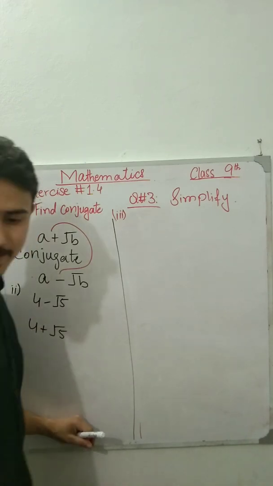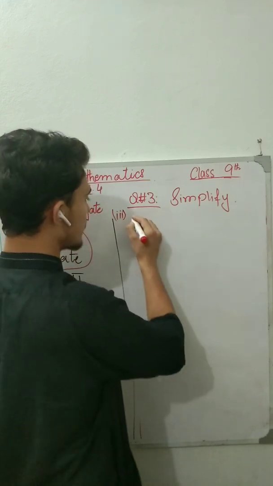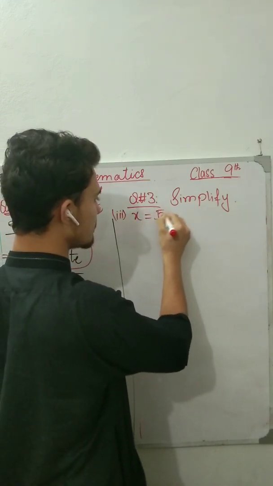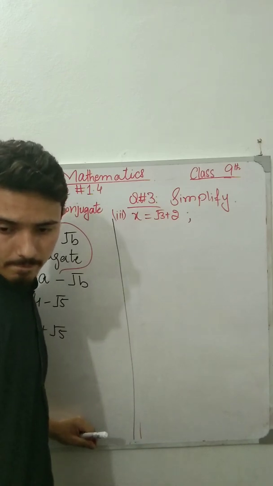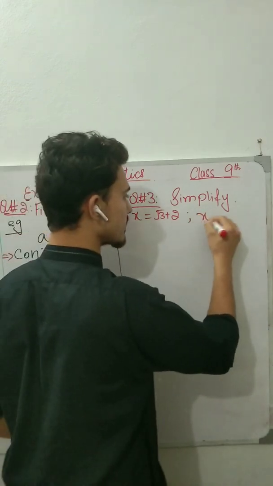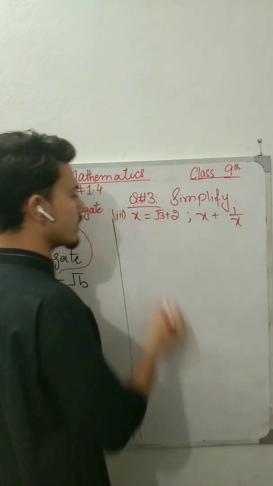So third part, I have x equals square root 3 plus 2. What do I need to find? I need to find the value of x plus 1 over x. x plus 1 over x. Okay, let's solve it.